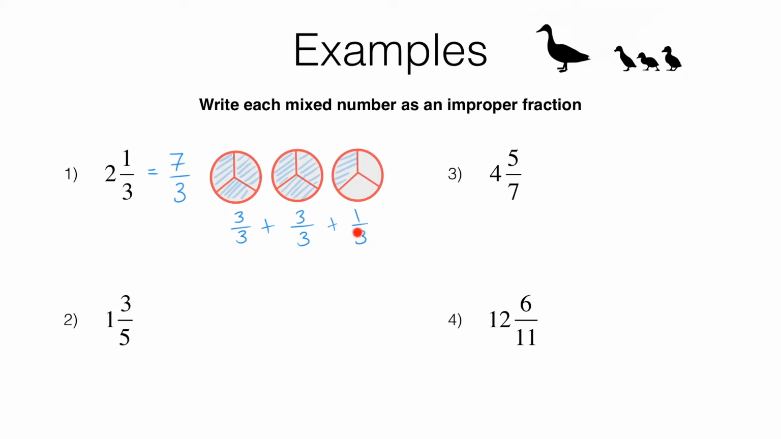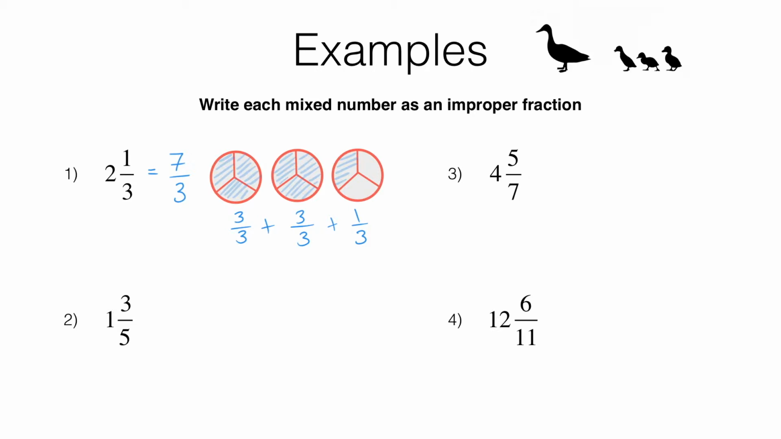Now, you might not have done adding fractions already, but hopefully it makes sense that when you are adding a load of thirds together, all we're doing is adding these numerators. We've got 3/3, 3/3, and another 1/3. That makes 7 thirds here altogether. Thinking of your mixed number in this way can save you time compared to drawing out a diagram. There is an even faster way to convert from a mixed number to an improper fraction, and we'll see that when we get to example 3. Let's look at question 2 next, however.